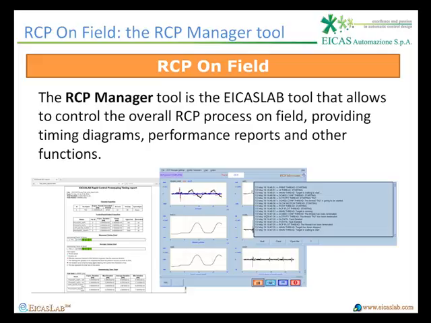The overall RCP process on field is controlled by means of the RCP Manager tool, which is equipped with a friendly graphical user interface named RCP Manager GUI, which is subdivided in a menu toolbar, a RCP control panel, and 6 plotting areas for visualizing during the real-time execution the trends of relevant variables. It's possible to change during the real-time execution some predefined parameters, and at the end of the trial you can open a HTML timing report.